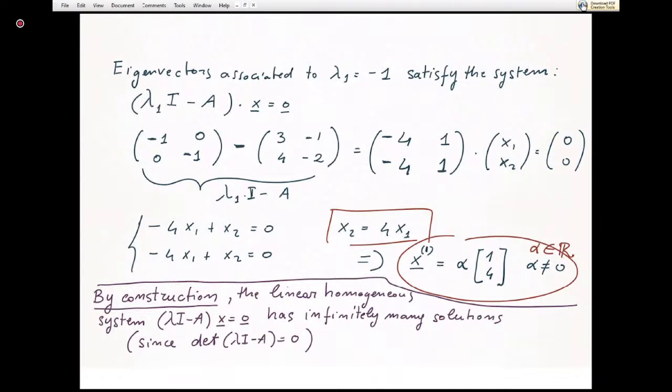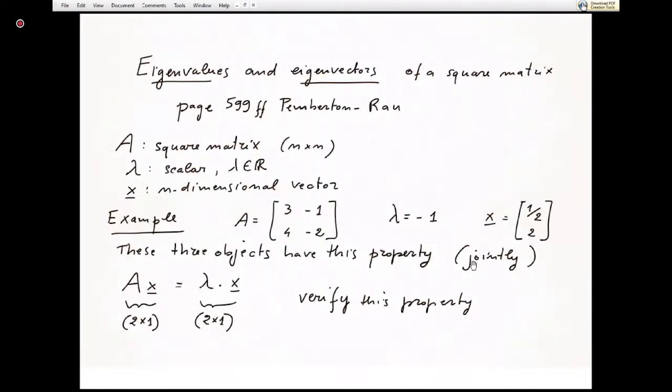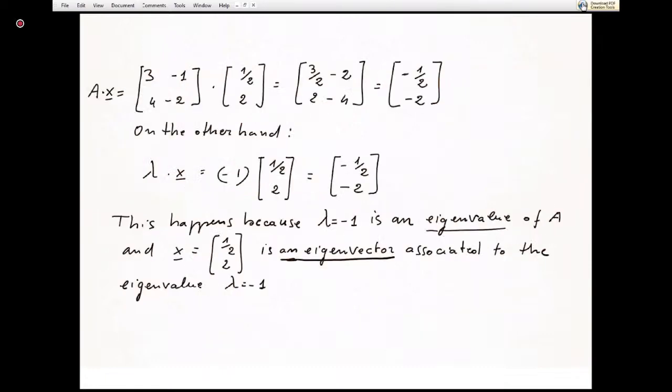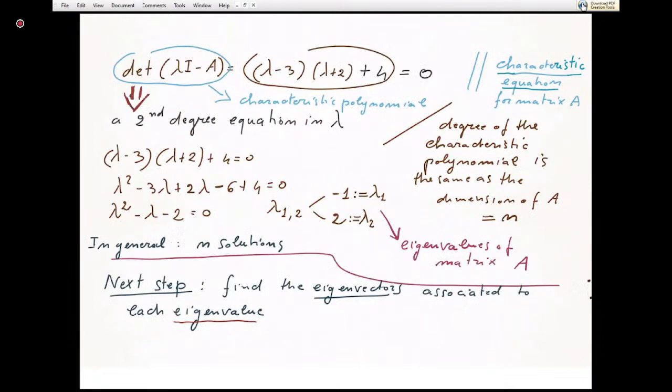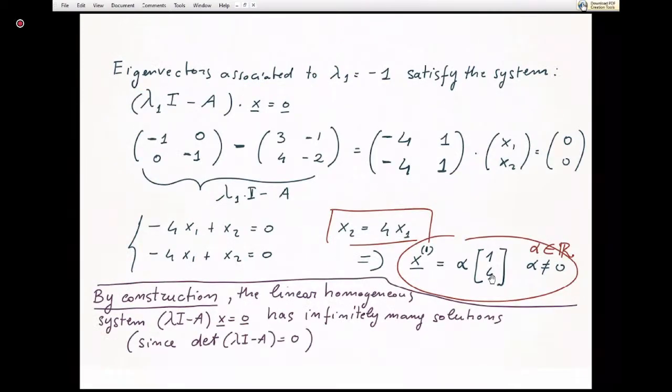Okay? The second step is to find the eigenvectors associated to the other eigenvalue, which was 2. By the way, our vector of the initial example has this structure, you see? The second component is 4 times the first component, okay? So here alpha is basically 1/2 in our example. We found the whole family of vectors here. It's alpha times (1, 4). What about the second eigenvalue?